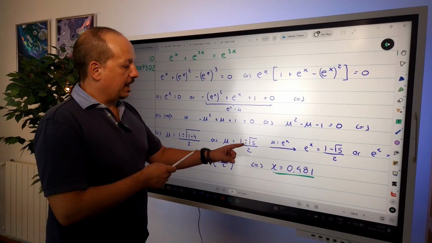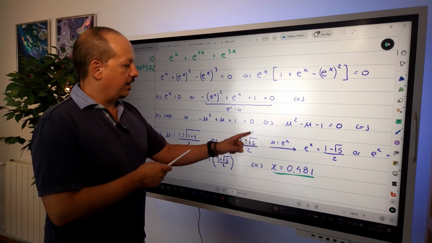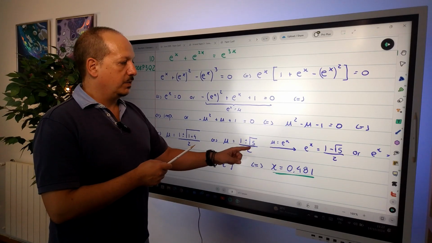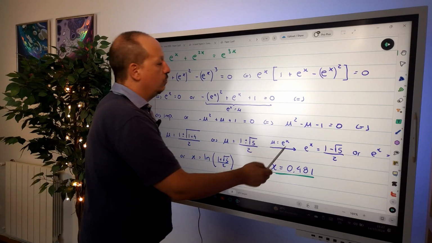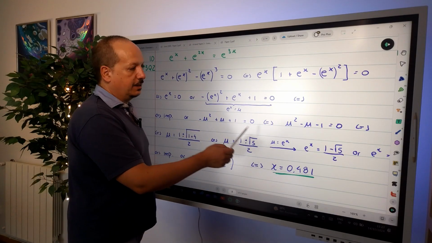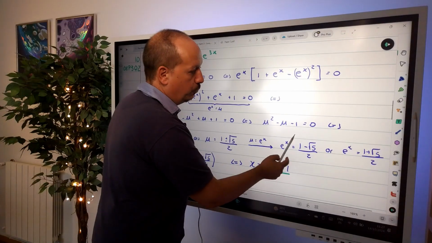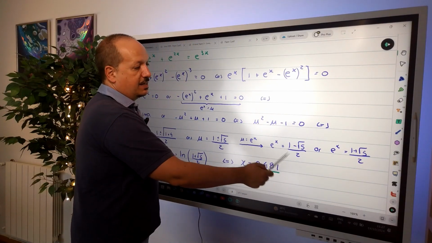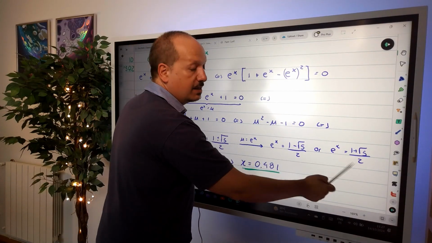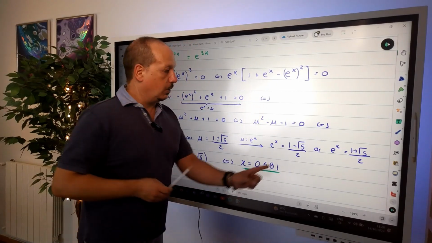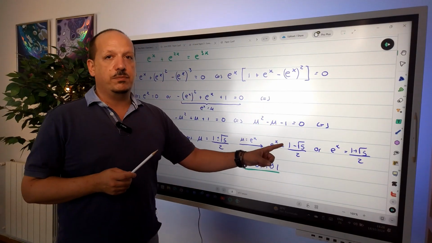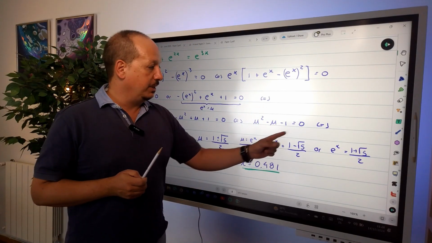If I use the minus, I will have a negative number over here, right? So if I undo the change of variable I did a little while ago, I will end up with this. This is a negative value. This is a positive value. A little while ago, I told you that e to the power of x could never be 0, let alone a negative number.